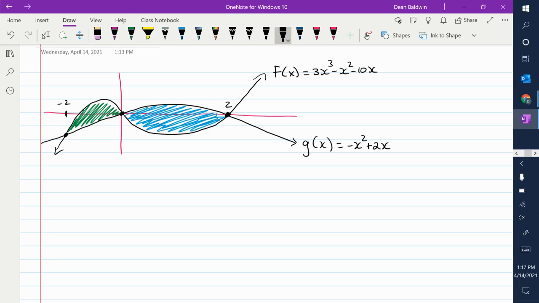But it switches in this graph, right? So if you're in the green part, the area of this bit is going to be, that's f of x, the integral of f of x from -2 to 0 minus the area of g of x from -2 to 0. Does everybody agree with that? And our integration is that, dx.